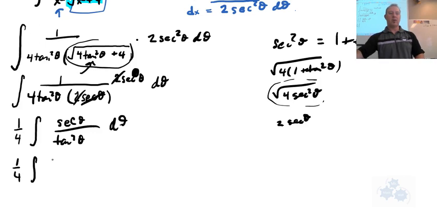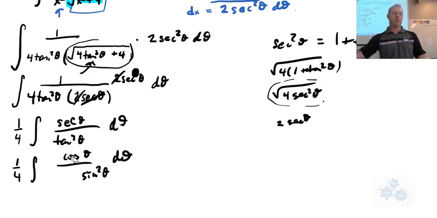So secant is 1 over cosine. So that would be like cosine down here at the bottom. Tan squared is sine squared over cos squared. So that's like cos squared over sine squared. So this goes with this. And we have cos theta over sine squared theta. And when you have this part, now we have a function and its derivative all wrapped up together. So this is a candidate for u substitution. Yeah, so now we can do u sub.